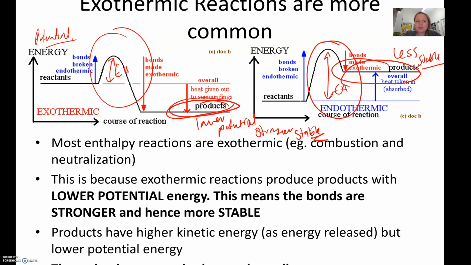examples of this. So the first reason is that the activation energy, the hump, is way smaller, so less energy is needed to start exothermic reactions. And the second reason is that the products produced are far more stable because they've got lower potential energy, so stronger bonds.